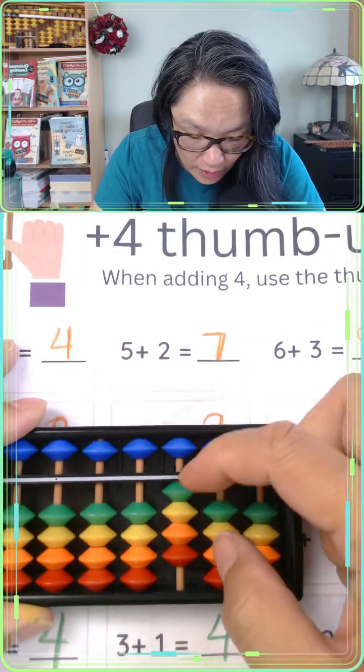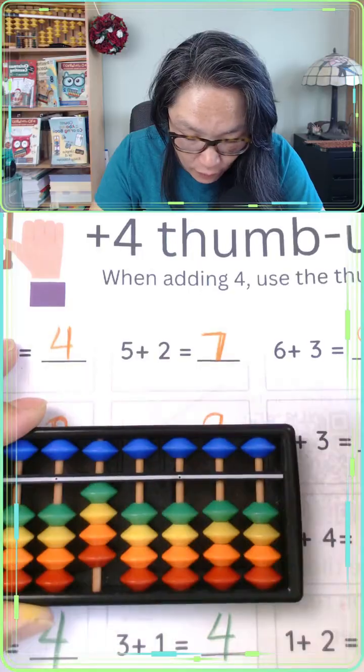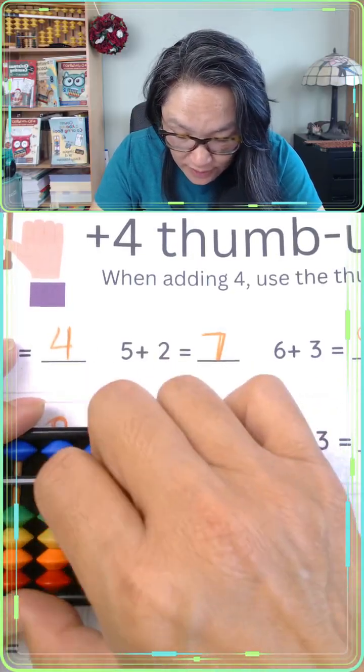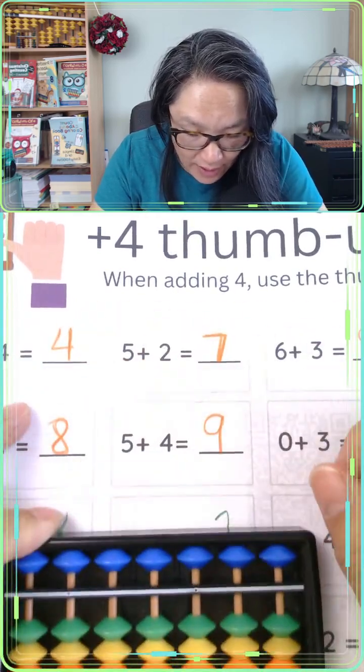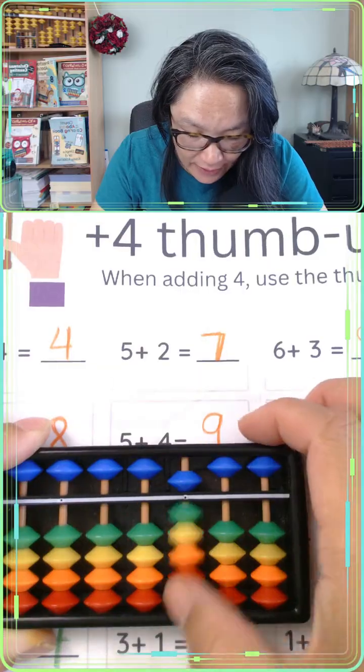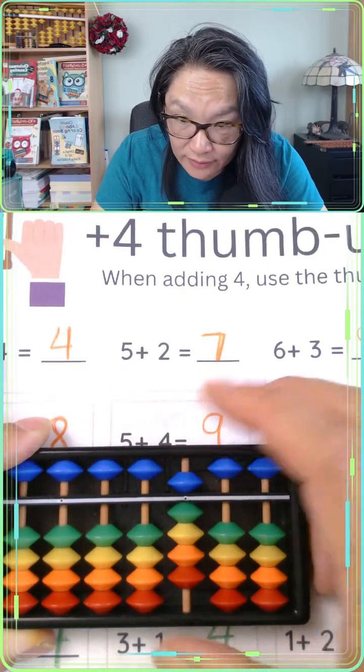We could do 4 and then 40 and then 400. We can do 4,000 and then this is 40,000. So here's our abacus. We have 5 and then add the 4. We have 9. That's it.